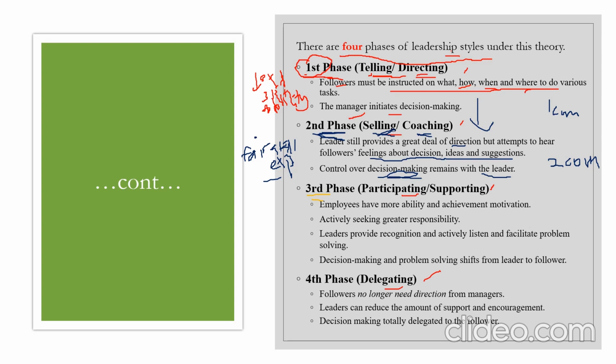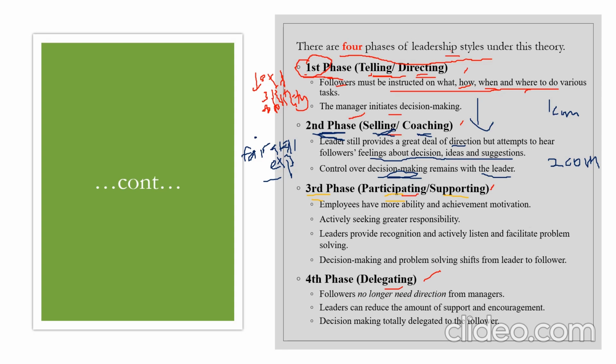So the leader should change a style to participating and supporting style. Okay? The name of the leadership style is now participating. Why? Because employees now have a lot of experience. They have a lot of ability and also the skills to perform the job. Employee dah banyak sangatlah dia punya kemahiran, pengetahuan dan juga dia punya experience pengalaman. So because of that, the leader should change to a new style which we call as participating or supporting.